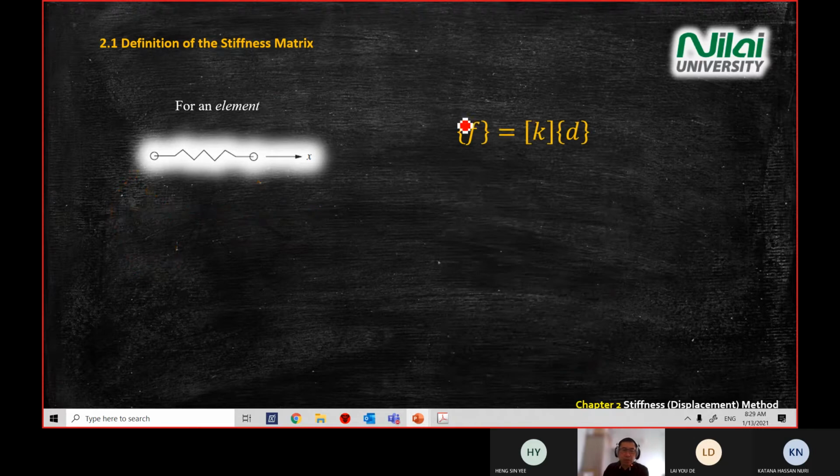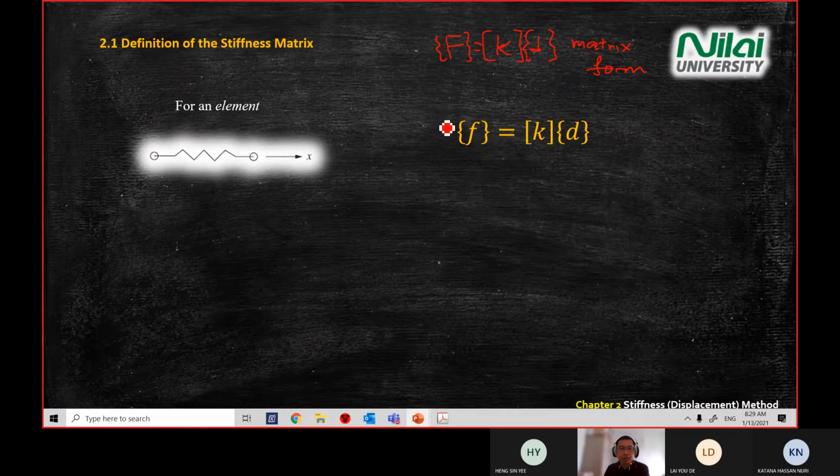Right. So previously, the equation that we learned is {F} = [K]{D}. And again, every time you see a curly bracket, it means a matrix already. So this is a square bracket and this is a curly bracket. Every time you see a formula with brackets, it means matrix form.